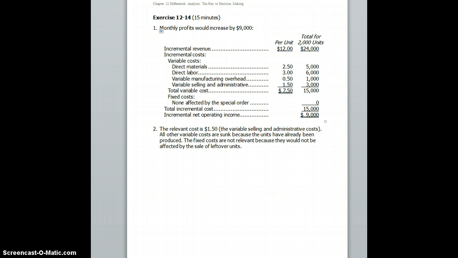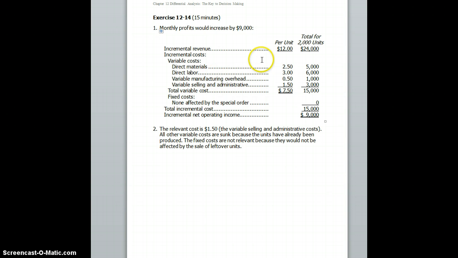When we do so, we see that the additional revenue that we will receive is for 2,000 units at $12 a piece, $24,000. The costs that are relevant in this particular type of situation are those costs that are variable. Variable costs being in this problem direct materials, direct labor, variable manufacturing overhead, and variable selling and administrative expenses.